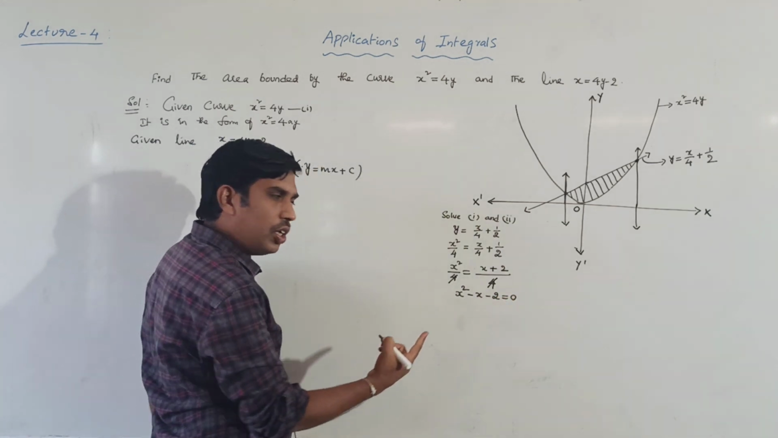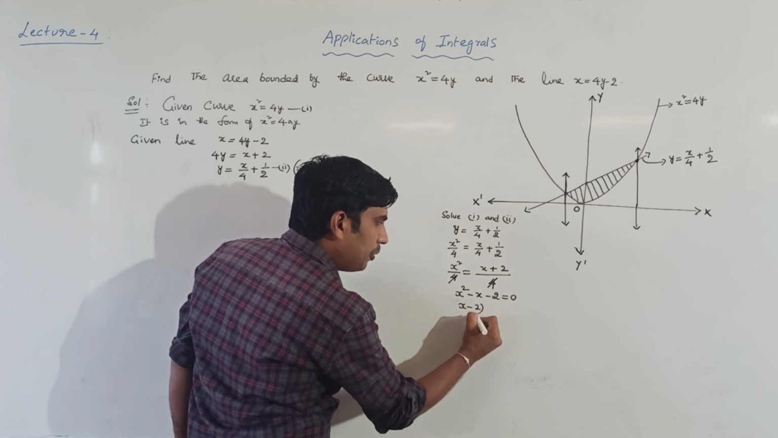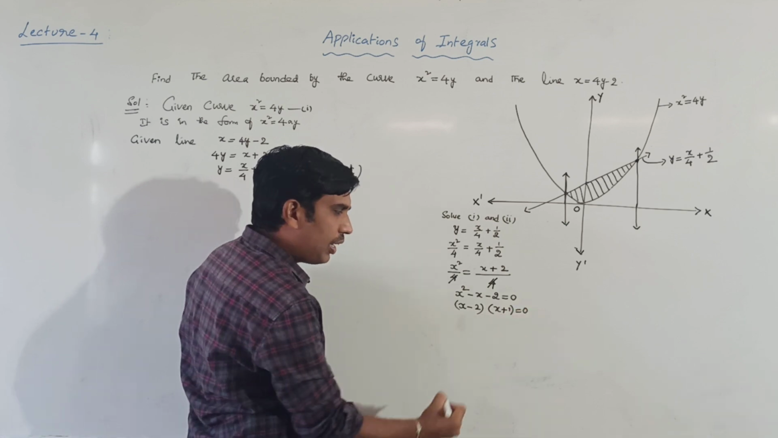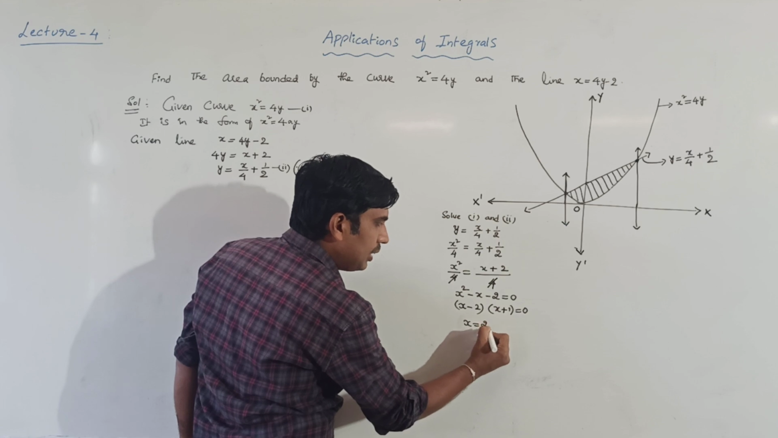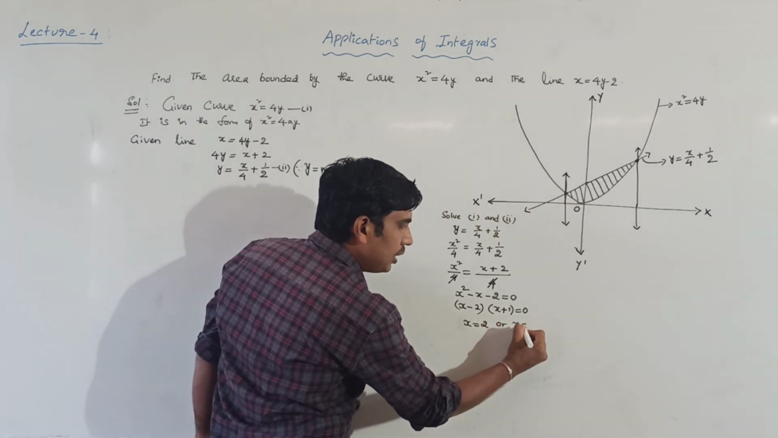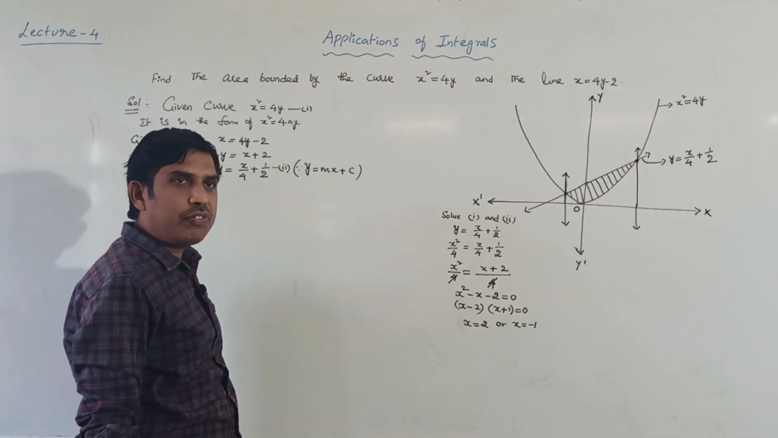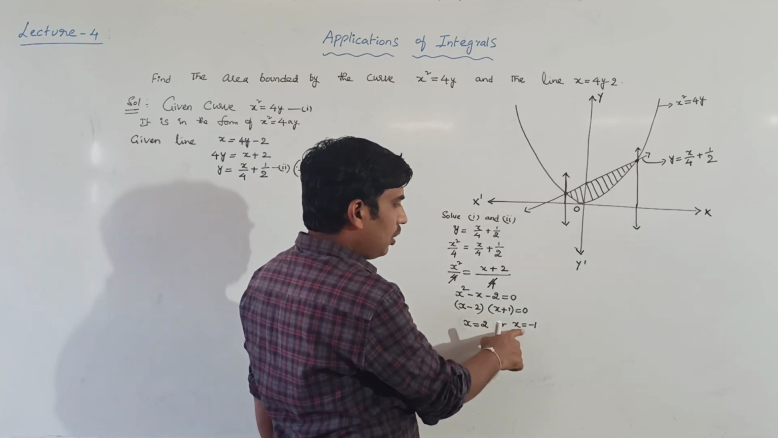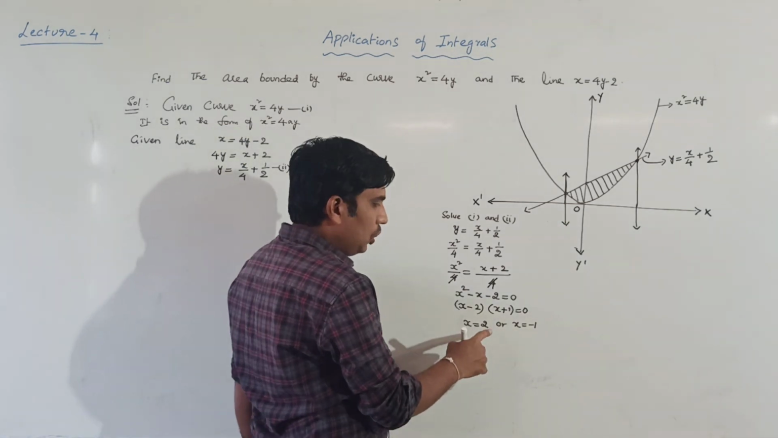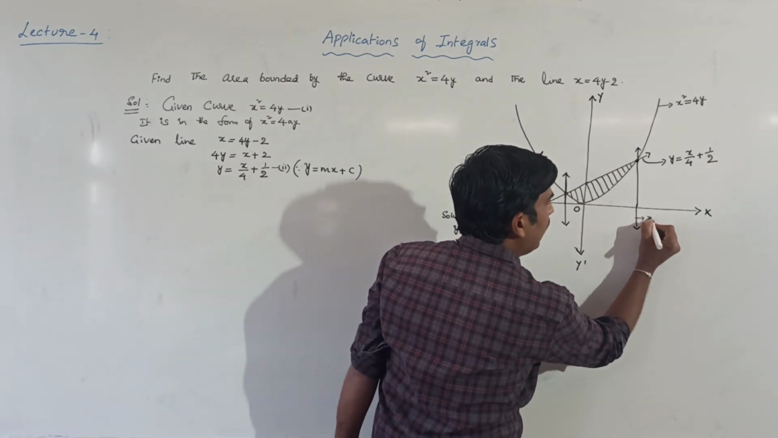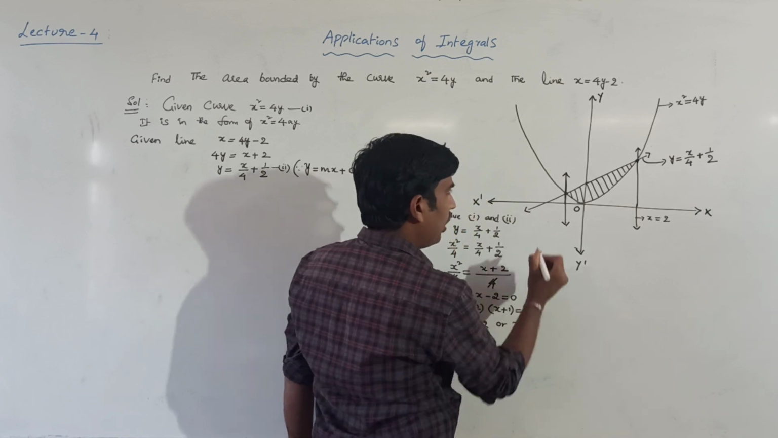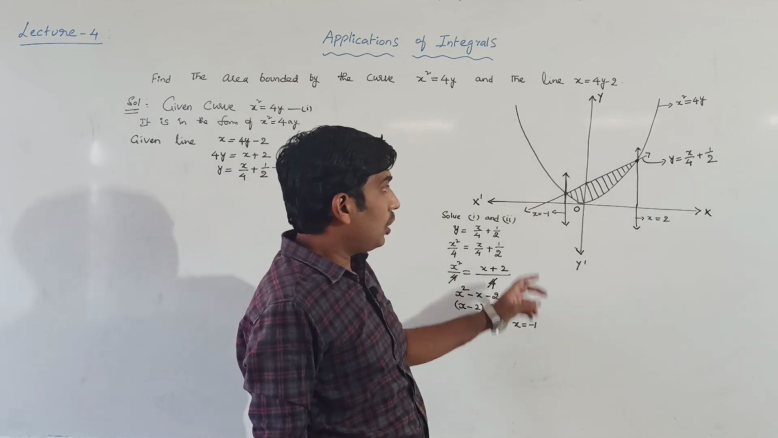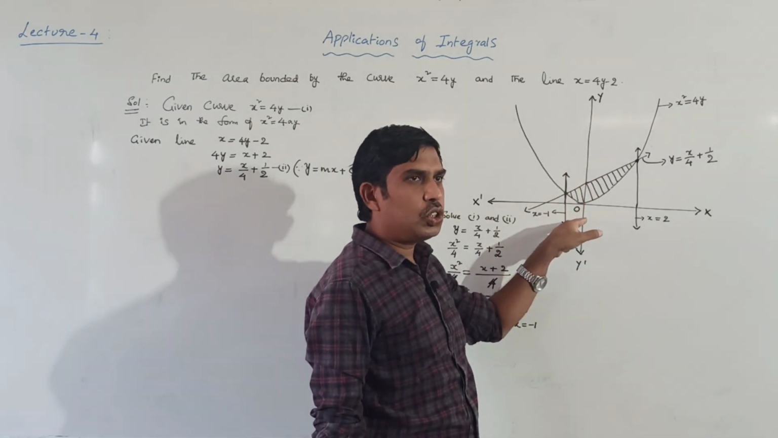We get a quadratic equation. The factors for this are x minus 2 into x plus 1. So we get x is equals to 2 or x is equals to minus 1. Therefore the curve and the line intersect at x is equals to 2 and at x is equals to minus 1. So x is equals to 2 is this one, and this one is x is equals to minus 1. And here actually x is equals to 0.